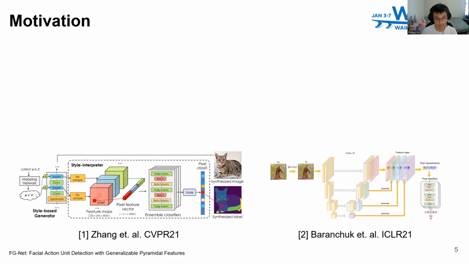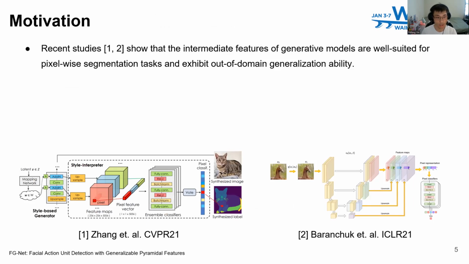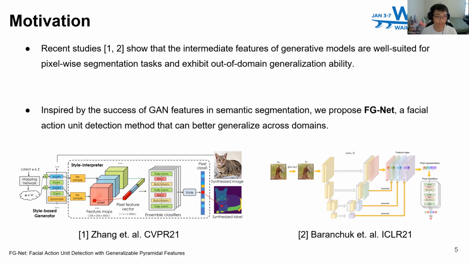On the other side, in the field of semantic segmentation, recent studies show that the intermediate features of generative models like GAN or diffusion models are well suited for pixel-wise segmentation tasks and exhibit out-of-domain generalization ability. Therefore, inspired by the success of GAN features in semantic segmentation, in this work, we propose FGNet, which is a facial action unit detection method that can better generalize across different domains.